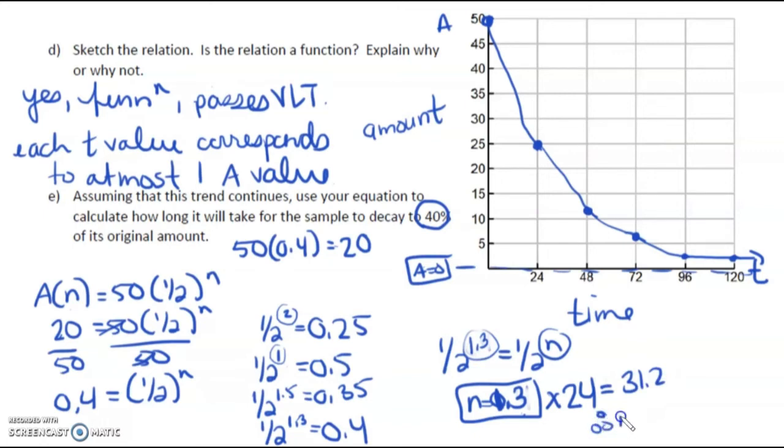So therefore it takes 31.2 years to decay to 40% of the original amount.